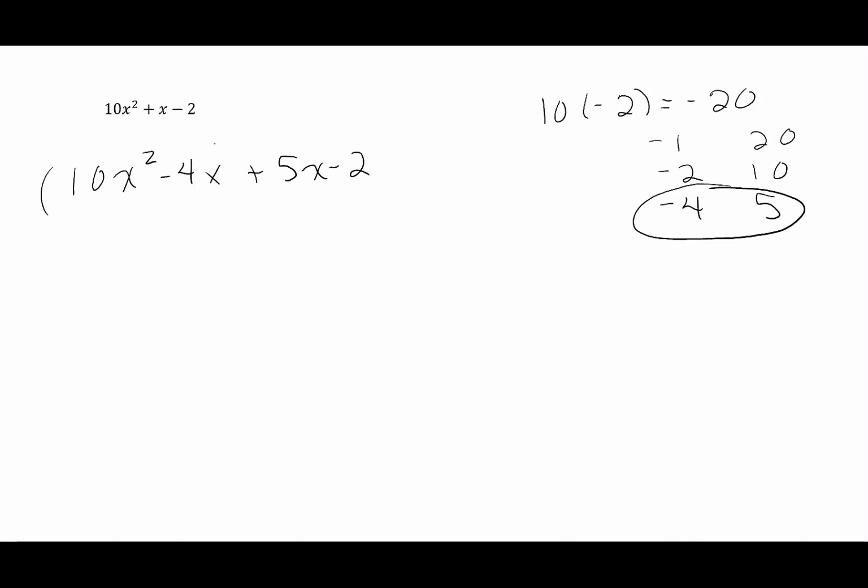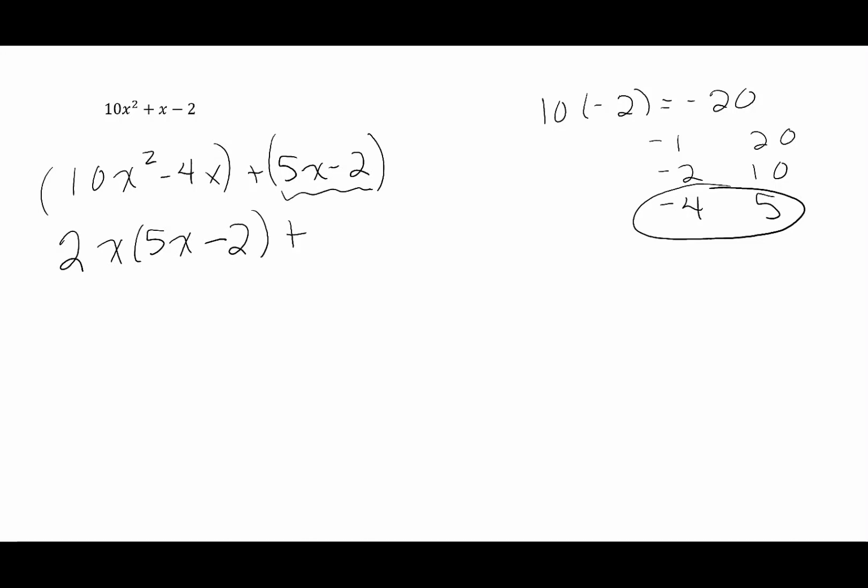I group the first two, I group the second two. 10x squared and 4x, well, they're both even, so I can take out a 2. They both have an x, I'll take out an x. 2 goes into 10 5 times, I still have an x. 4x divided by 2x leaves me with 2.